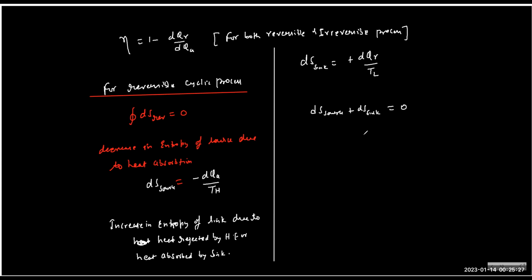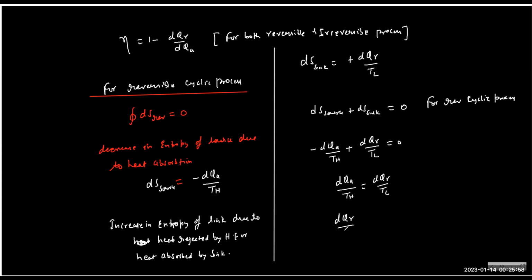And for a reversible cyclic process, because this is 0, you can write it as minus dQa by TH plus dQr by TL, and so you get a very nice relation. So dQa by TH is dQr by TL.